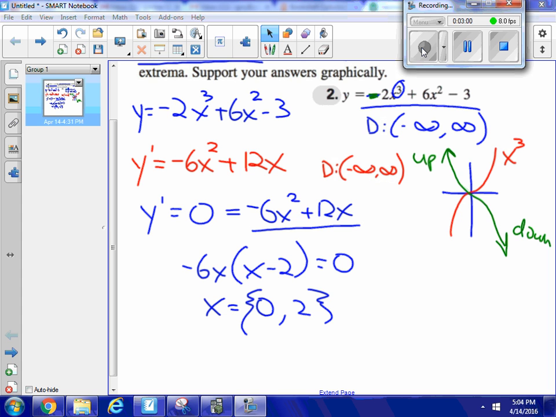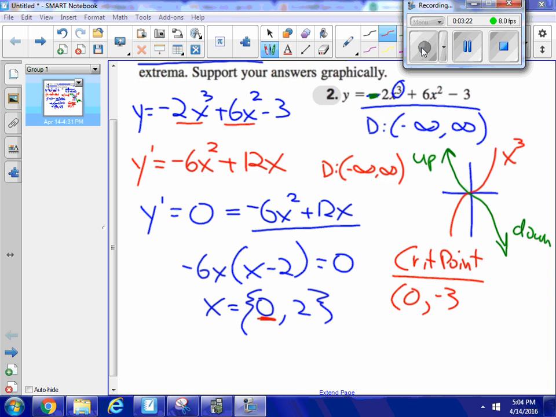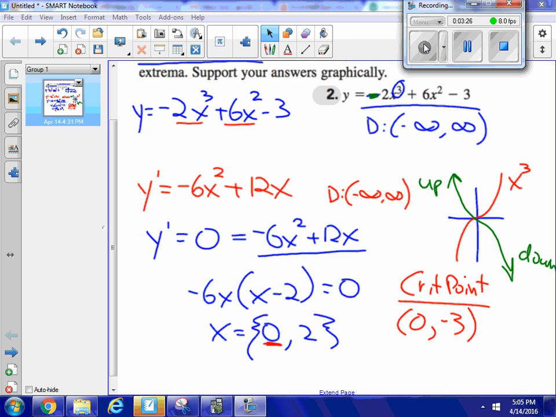So let's find out what the values of those points are going to be. If I take 0 and evaluate my equation for 0, I see that I have one critical point. It's going to be the point x equals 0, y equals negative 3. And if I evaluate my function for 2, I'm going to have negative 2 times 2 cubed plus 6 times 2 squared minus 3.